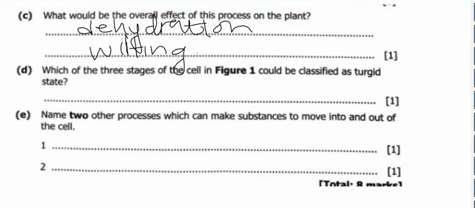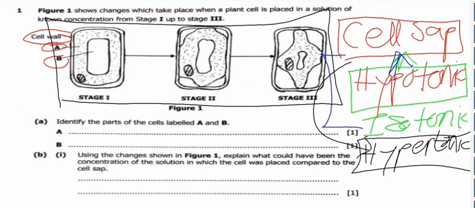Then D. Which of the three stages of the cell in figure 1 could be classified as turgidity state? So, when a cell gains water by osmosis, it is going to become turgid, right? As you can see on the stages here, we have stage 1, which is the normal. Stage 2, a plant is losing water. And then stage 3, a plant undergoing cell plasmolysis, or plasmolysis in short. So, we can say the plant which is in the turgidity state is the plant in stage 1.